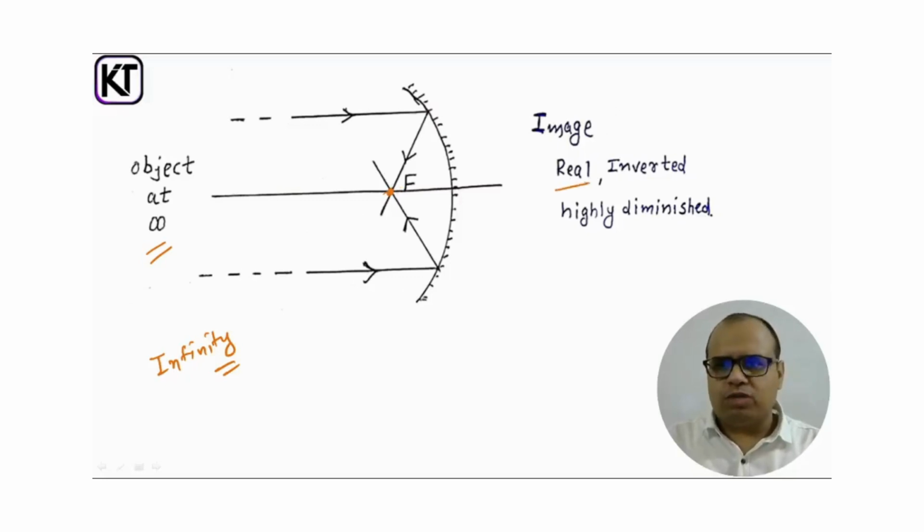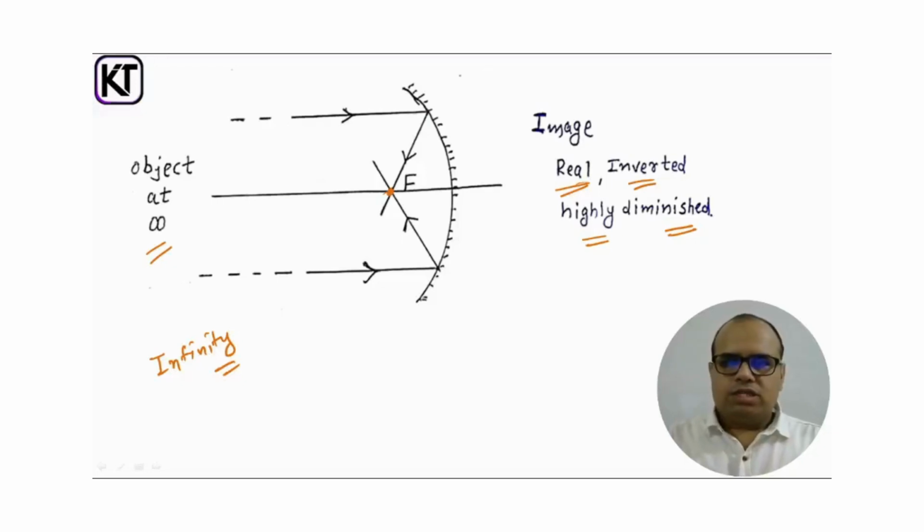What type of image is it? Because there is actual intersection of light rays taking place here, that's why it's a real image. It's an inverted image, and it's a highly diminished image. I hope that this is clear to you.